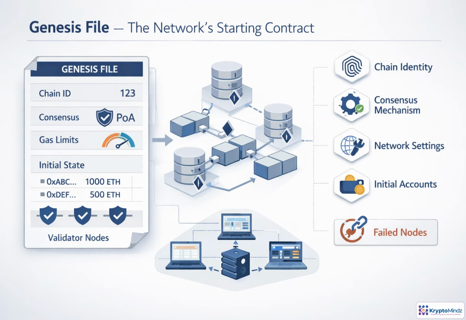The Genesis file acts like the constitution for a private Besu network. It tells every node which chain it belongs to, which consensus rules to follow, how gas is configured, and what accounts or balances exist at block 0. In some networks, it also identifies the initial validators. The key requirement is consistency. If one node starts with a different Genesis file, it is effectively trying to join a different blockchain.